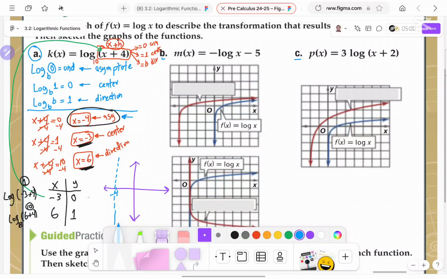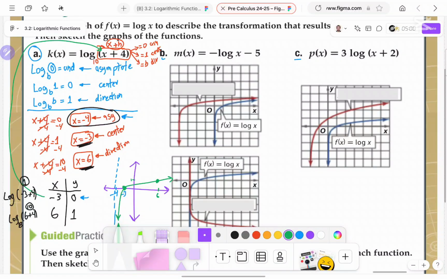Then plot these 2 points. The first point is negative 3 and 0. So negative 3 is here. Let me change the color. Negative 3 and 0 is here. Then the second point, 6 and 1. So this is 6, and this here is 1. So 6 and 1 should be here. So now the graph goes like this forever, and the asymptote at negative 4 is this one here.